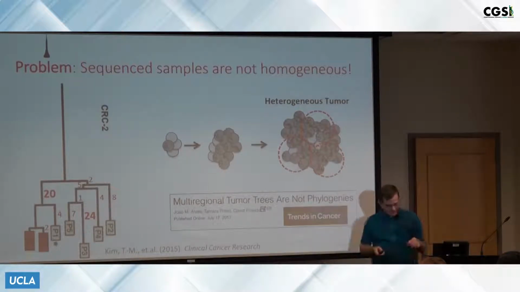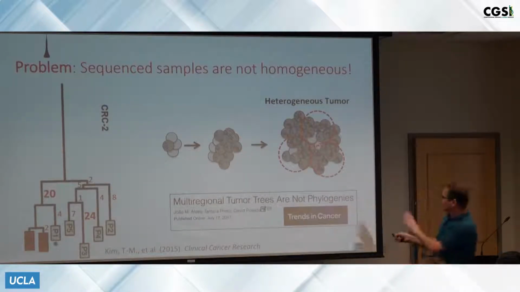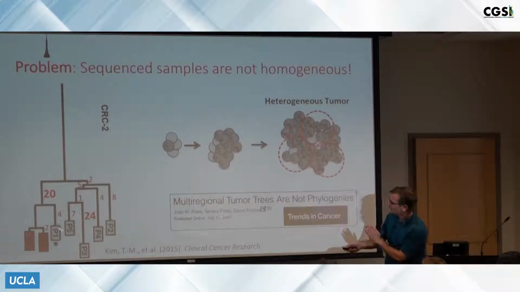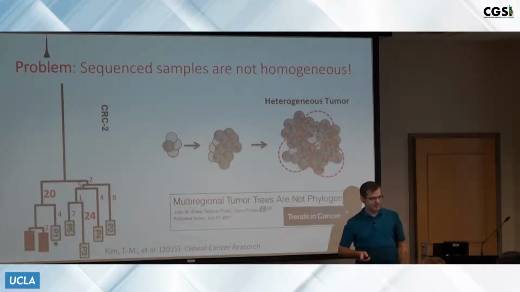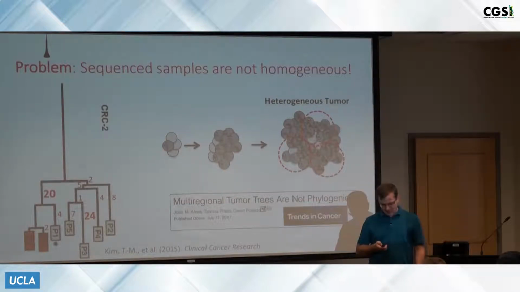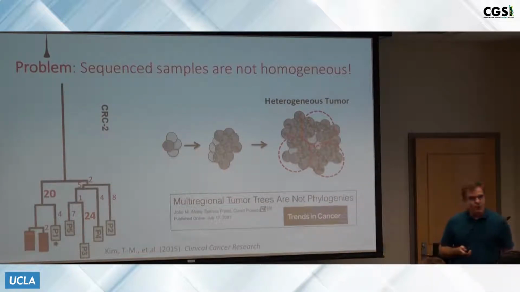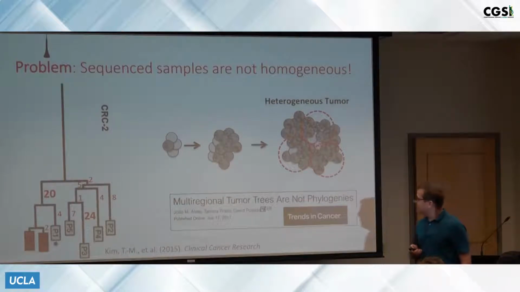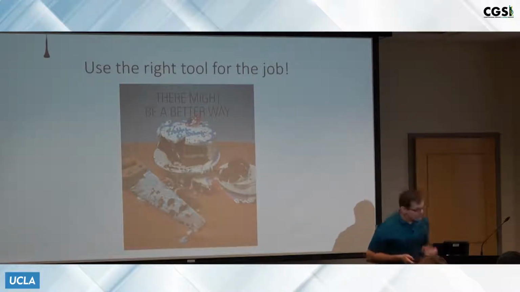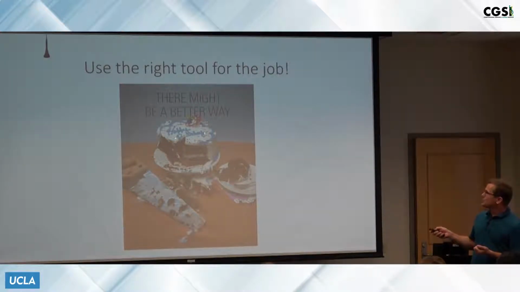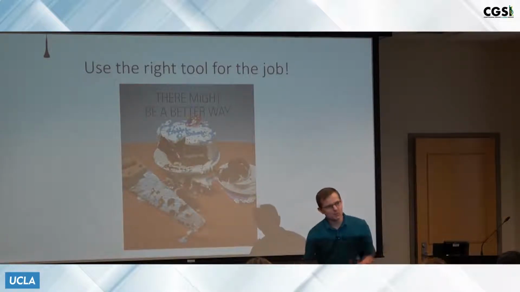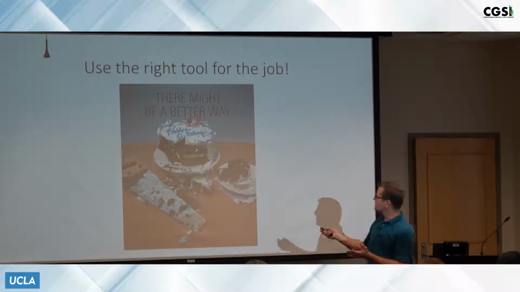You can read about this. David Posada, who's an evolutionary biologist now interested in cancer evolution, wrote a really nice review saying these multi-region tumor trees are not phylogenies, an issue that many in the cancer community weren't really quite aware of. And you can get weird results by doing this. And I think this is a more general idea in computational biology that we should be aware of, which is, it's important that you use the right tool for the job, right? Biologists might have spent millions of dollars and many years constructing this beautiful data set, a data set that no one has ever seen before.